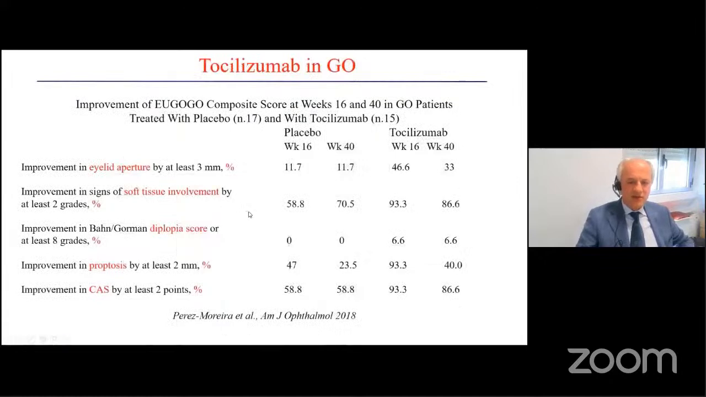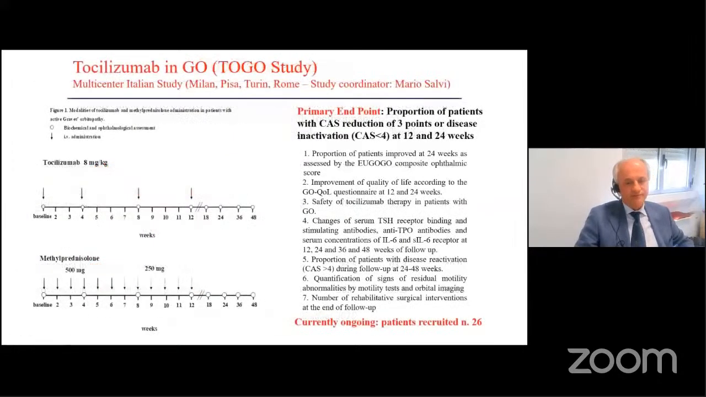Here are the details of the study, as you see, the percentage of patients responding in placebo versus tocilizumab. We have about 45% of patients at 16 weeks, which decreased later on, in terms of eyelid aperture. The effect on inflammation is elevated, about 90% of patients responding. Very low response on diplopia. And it's interesting that proptosis also seems to be involved in a significant response with this drug.